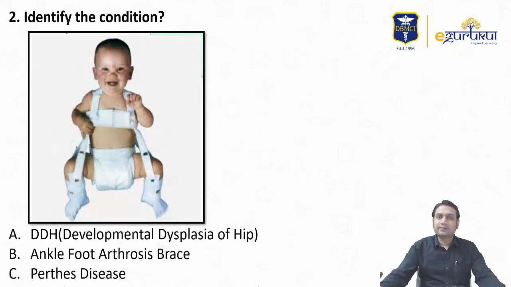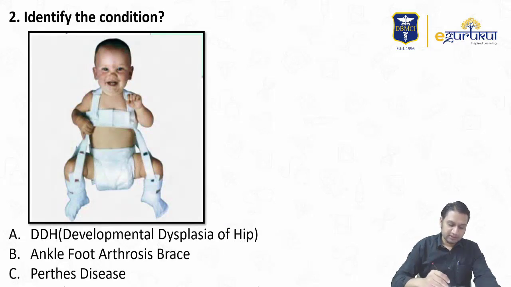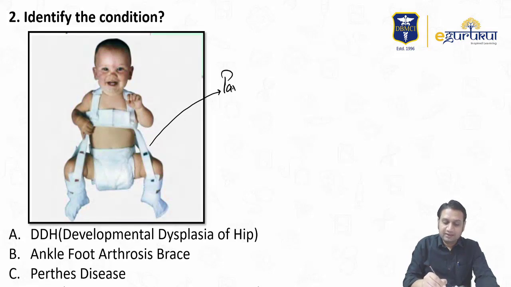Identify the condition. So what the child is wearing, can you recall this? Do you remember this? What the child is wearing, this one, it is what you call the Pavlik harness. And why do we use Pavlik harness? Where do we use Pavlik harness? It is used in the condition of CDH.